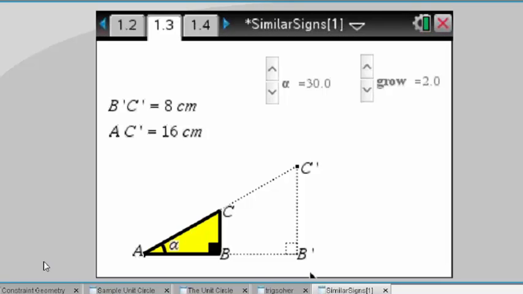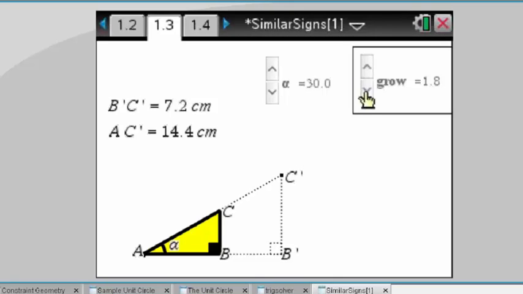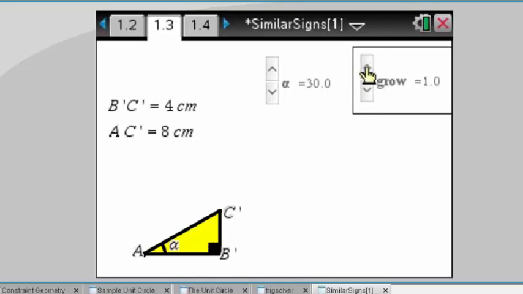The national curriculum refers to the fact that the students need to be able to use similar triangles as well. So what we've got is a triangle which is kind of dynamic because of these sliders at the top, and I've referred to it as grow, and then there's an angle alpha, and we can see the side lengths of the triangle. Now if I change this grow thing back, you'll see that all it's doing is shrinking the size of that overlaid or dotted triangle. So if I reduce it back, I can make it smaller than the original or exactly the same size.